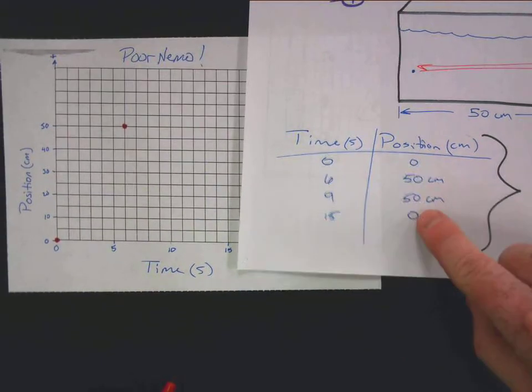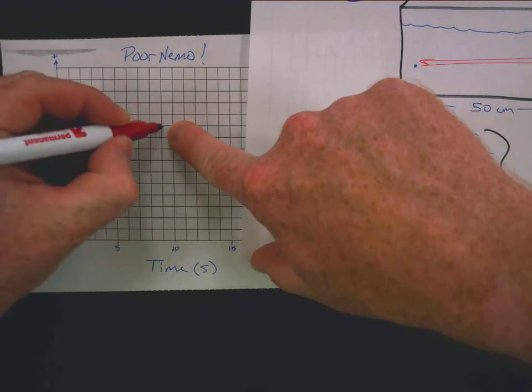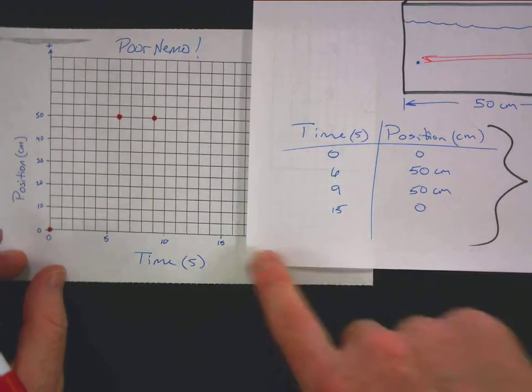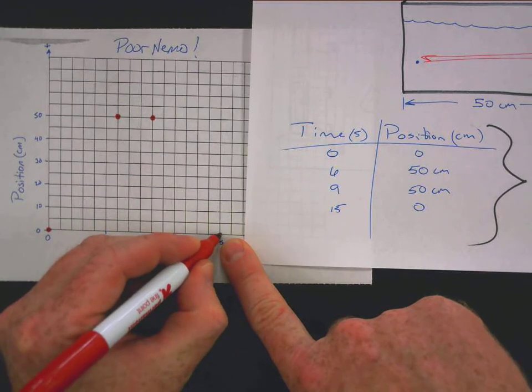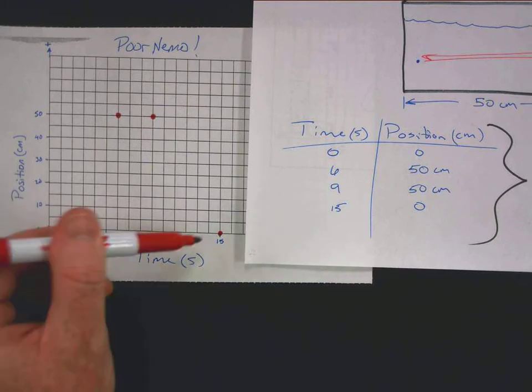At time of 9, I'm still at 50 centimeters. So there's 10, back up 1. I go to 9, I'm still at 50 centimeters. And now at time of 15, I'm at 0. I'm back down to 0 position. So there's 15 seconds, but position is 0.